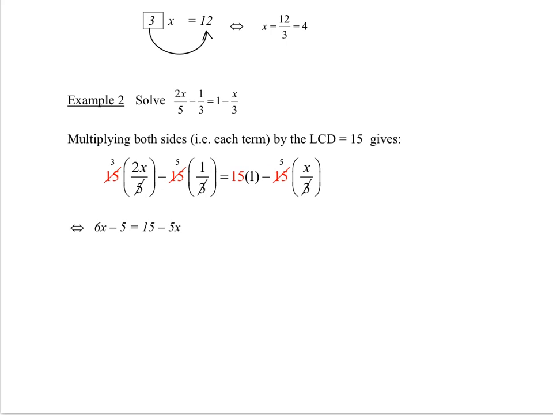We can then just simplify that equation just by taking all the x's over to one side and all the numbers over to the other. That then gives us 11x equals 20. And finally we can solve that to get x equals 20 over 11.